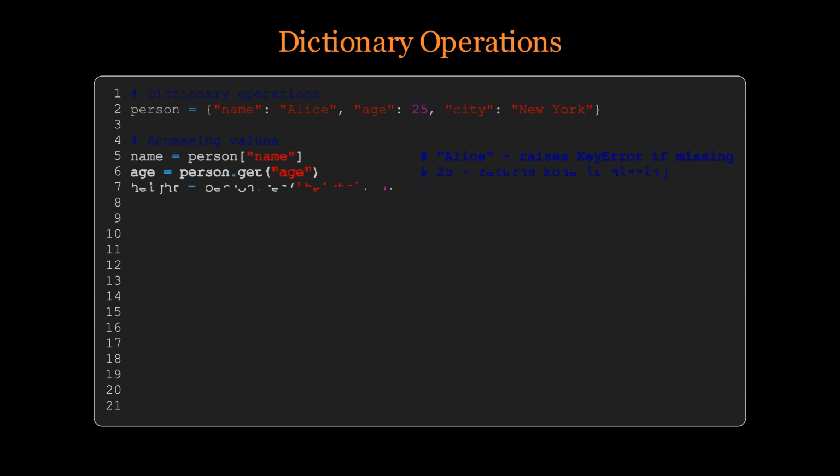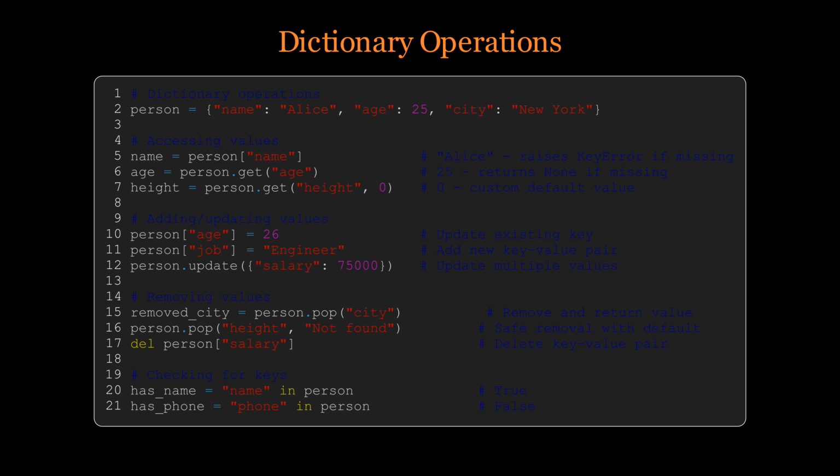Let's explore the essential operations for working with dictionaries. Dictionary operations are intuitive and powerful. Use square brackets for direct access, or the get method for safe access with defaults. Add or update values by assignment. Remove values with pop or del. Check membership with the in operator.